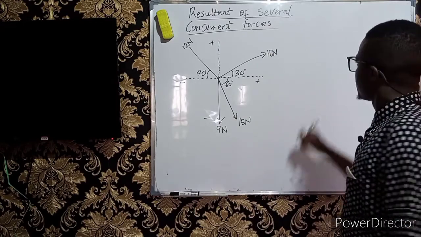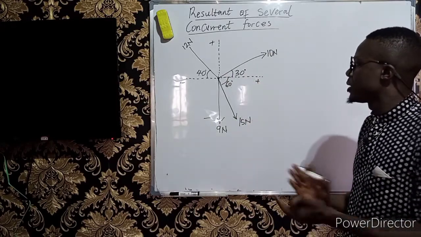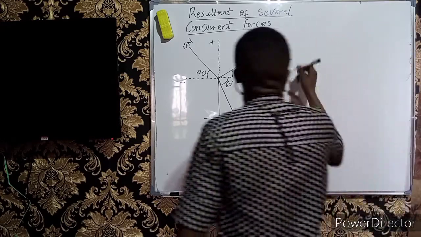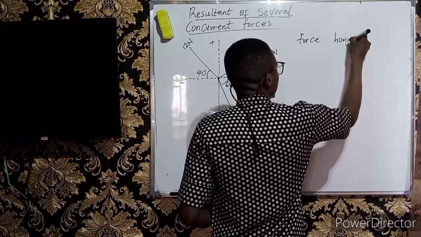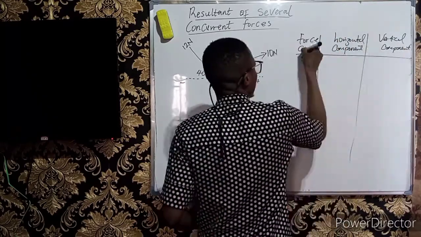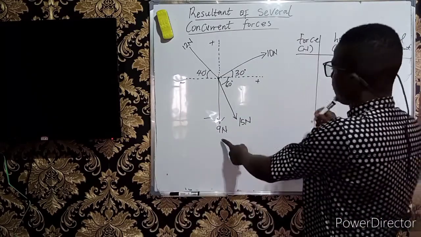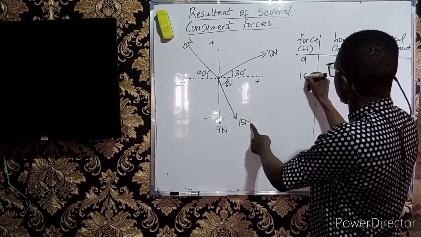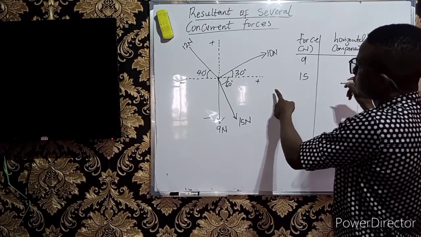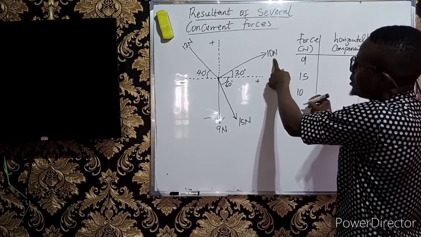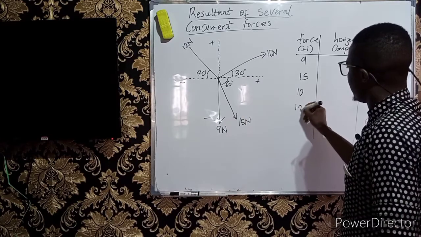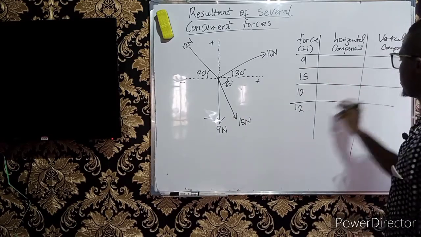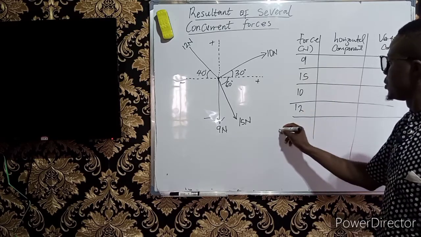Okay, so now let us make a table, because a table will make it so clear and easy to understand while resolving the vector. So let's begin with the force of 9 Newton, followed by 15 Newtons. The next force here is 10 Newtons, then 12 Newtons. They are 4 in number. So let's have the total here.